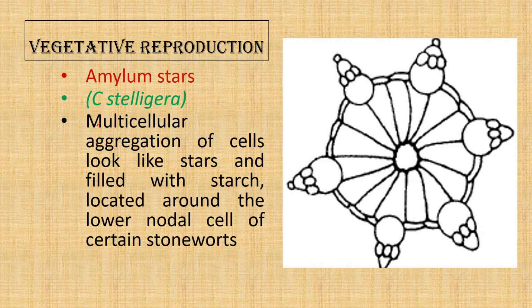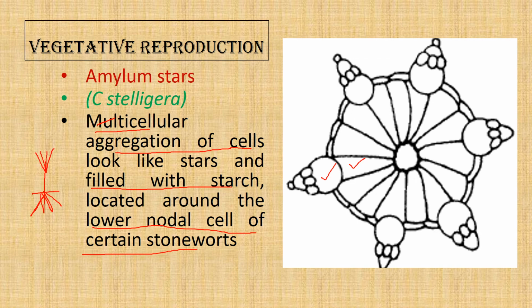Now, amylon star is a multicellular aggregation of cells, and each of these cells is rich in starch. They are filled with starch, and where are they located? They are located in the lower nodes of the old plants. So at the basal node, this is the basal node and these are the rhizoids. At the basal node of the Chara plant, we get these amylon stars.